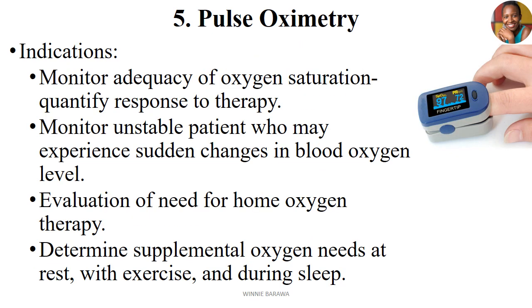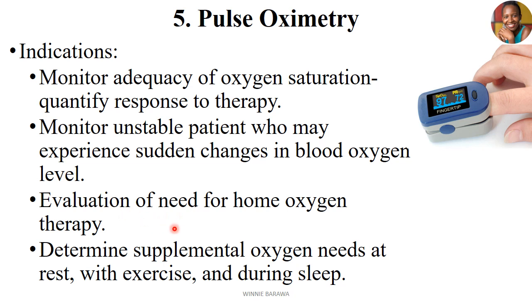So common indications for pulse oximetry are, number one, to monitor the adequacy of oxygen saturation, especially for clients who are on oxygen therapy, to see how they're responding. We also use it to monitor unstable clients who may experience sudden changes in blood oxygen levels. This is very common in the ICU, or intensive care units, where a client needs constant checkups and monitoring of their oxygen values. And then we have evaluating the need for home therapy, that is, home oxygen therapy.